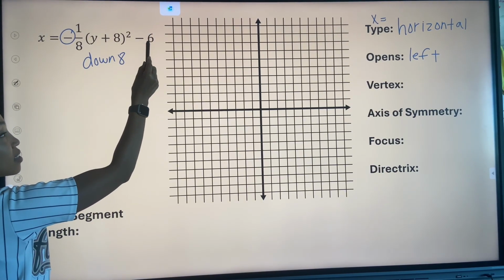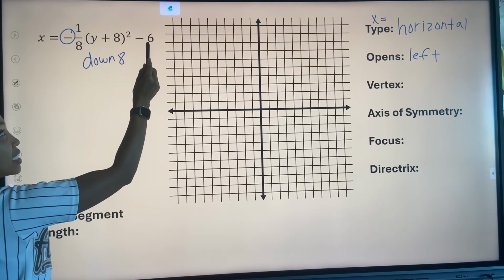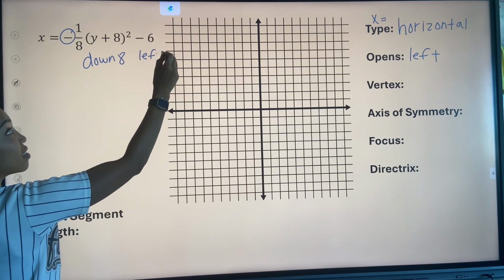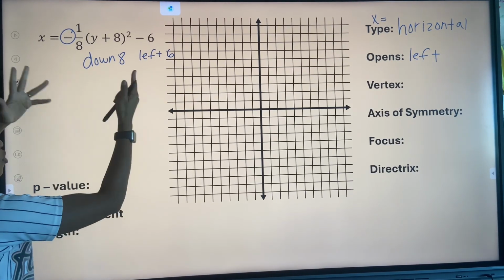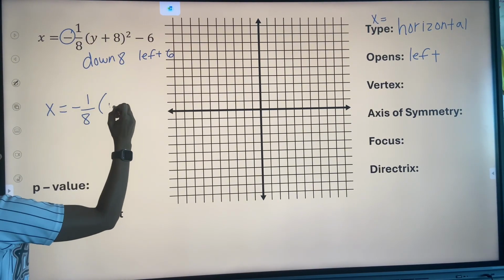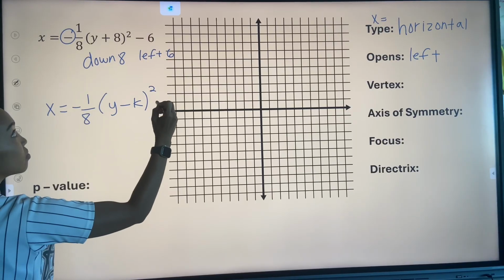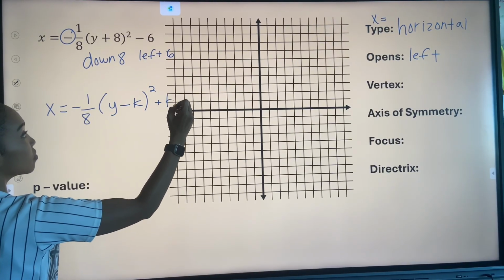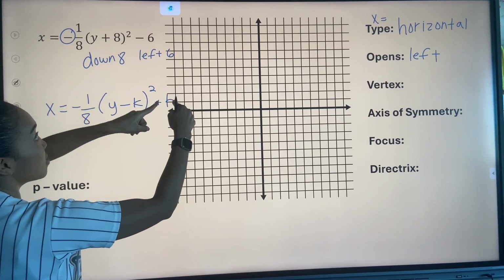What do you think this is gonna say? Left 6. Okay? Another way, let me show you guys the equation. This is the equation. Okay, so this is just the same.